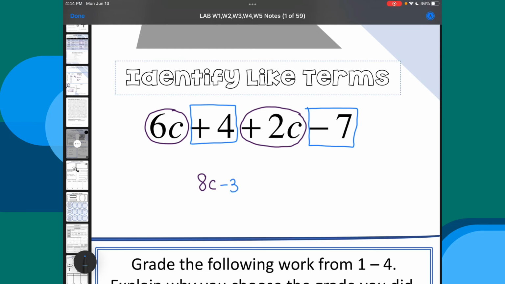So we're combining together the similar variables into one pile. Instead of having a pile of 6 c's over here and 2 more c's over here, we can just put them in one pile and say together we have 8 c's. Similarly with constants, we have 4 here, and we're taking away 7 from that 4, putting that into one pile, taking that as minus 3. So the final answer will be 8c minus 3.